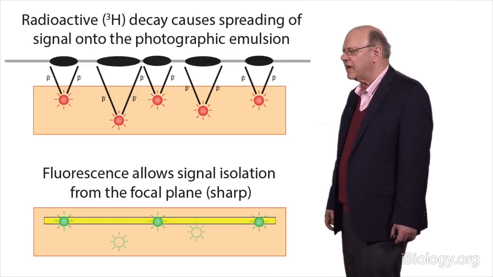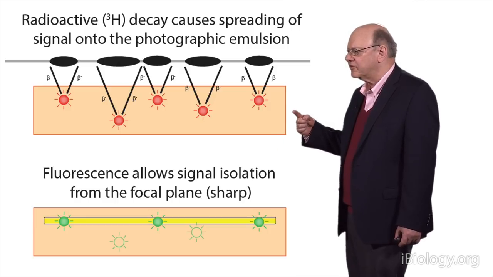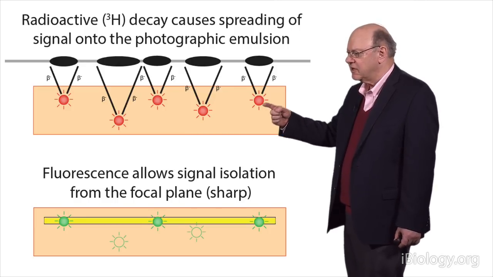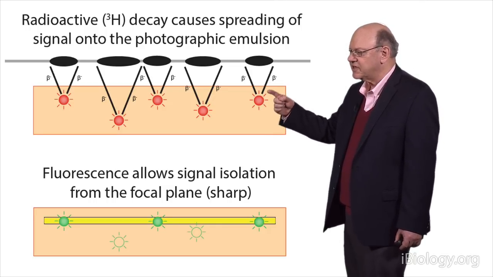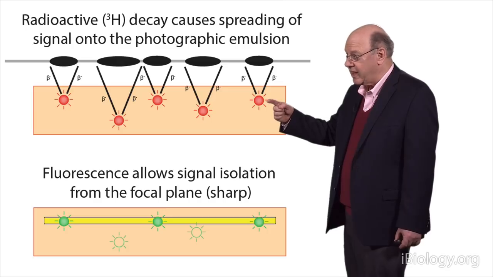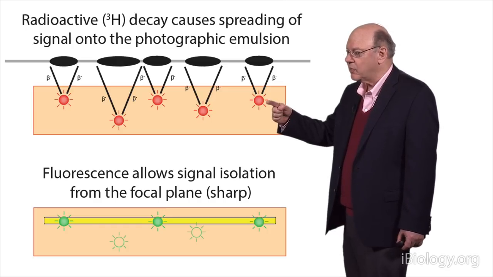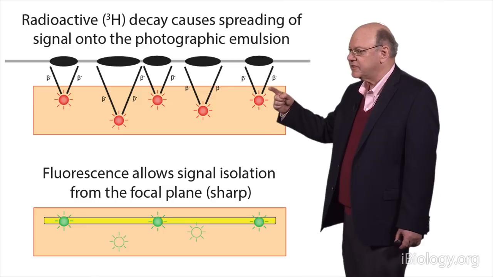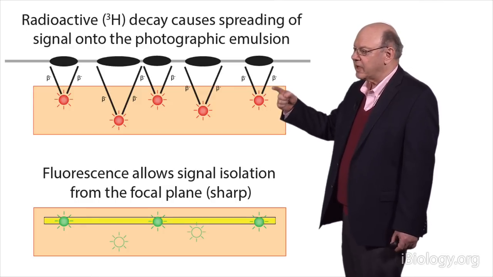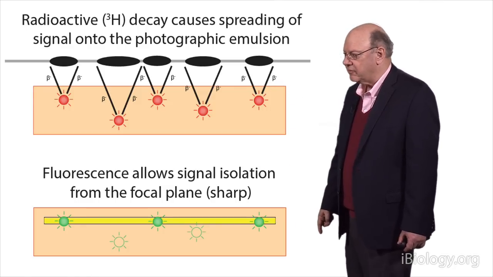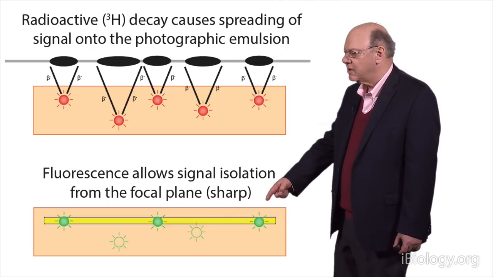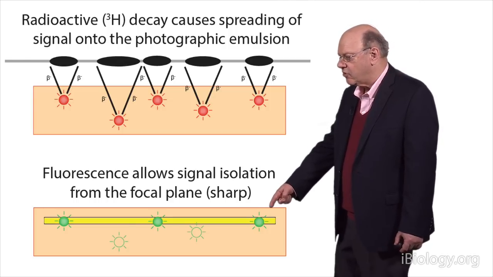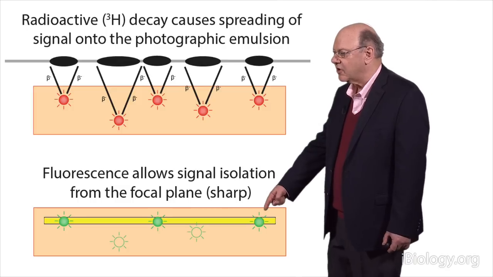So we thought about this problem of radioactive decay, because not only does it take a long time, but the decay causes spreading of the signal onto the emulsion. And you don't know exactly where the point source was that led to the grain, which is 5 microns away in the photographic emulsion. So we worked on developing a fluorescent method for localizing the RNA probe that hybridized to the RNA target of interest.